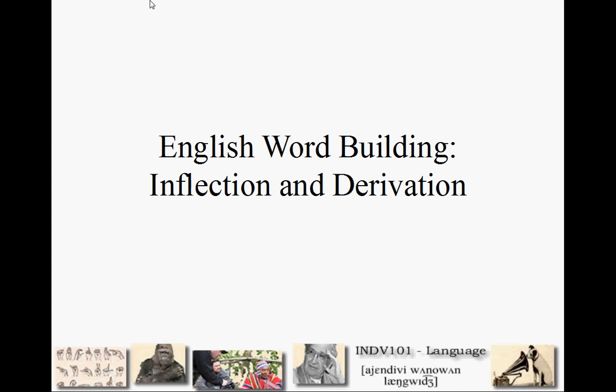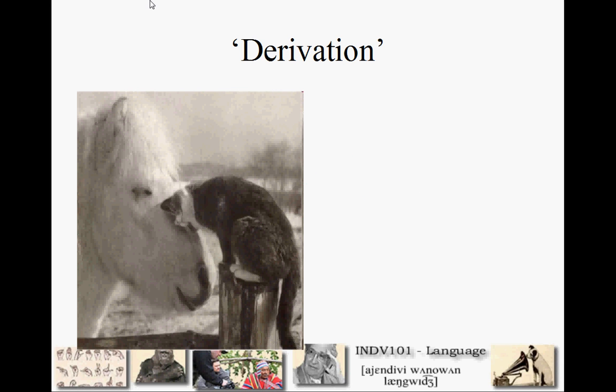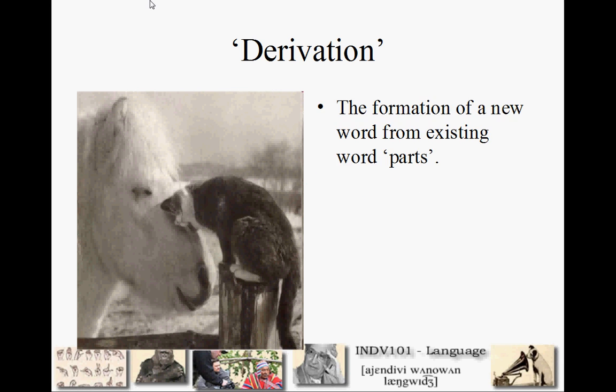Okay, building words, part 2. We have inflection and derivation. So derivation is when you form new words from parts of words that already exist. And these parts are called morphemes. This is an important term.